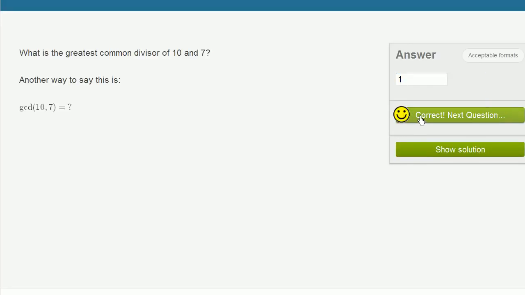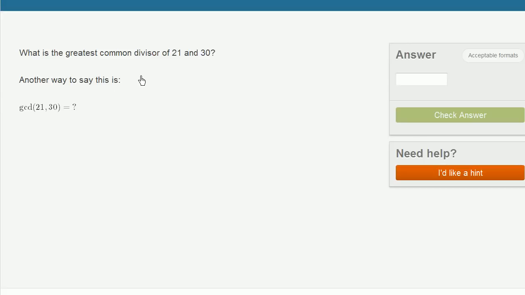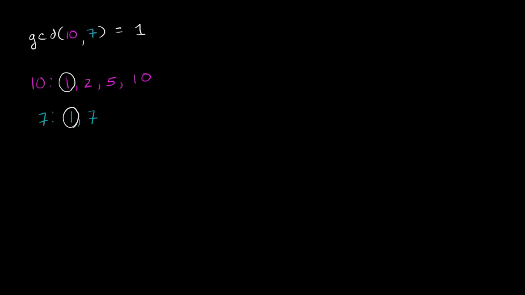So let's write that down. 1. Let's do one more. What is the greatest common divisor of 21 and 30? So 21 and 30 are the two numbers that we care about. So we want to figure out the greatest common divisor, and I could have written greatest common factor, of 21 and 30. Once again, there's two ways of doing this. There's the way I did the last time where I literally list all of the factors. Let me do it that way really fast.